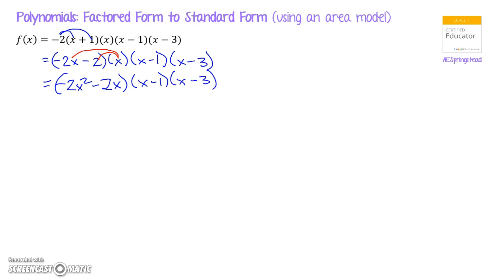Now for this next part, I'm going to use an area model because I like to keep my work organized using an area model when I'm doing these types of multiplications. So I'm going to multiply this first quantity times the x minus 1. So I know that there are 2 terms in the first and 2 terms in the second, so my area model is going to be 2 by 2. So I'm going to put the first one up here. It doesn't really matter, you could put it along the side, but I'm going to put it on top, minus 2x, and then the second one along the side.